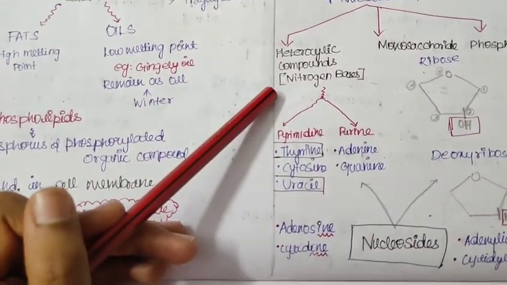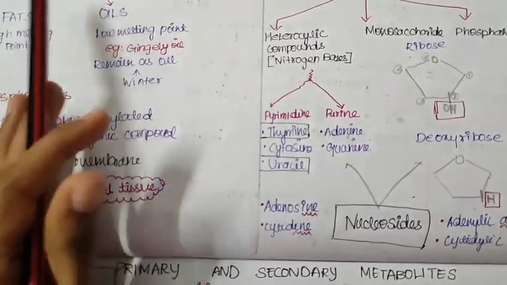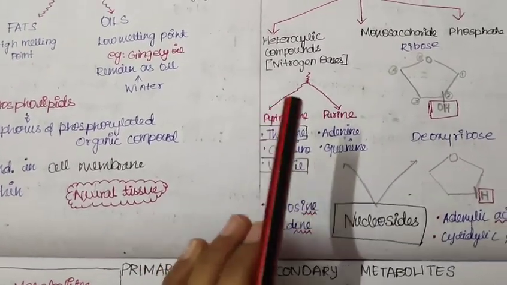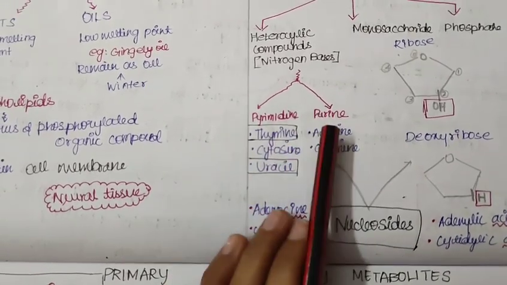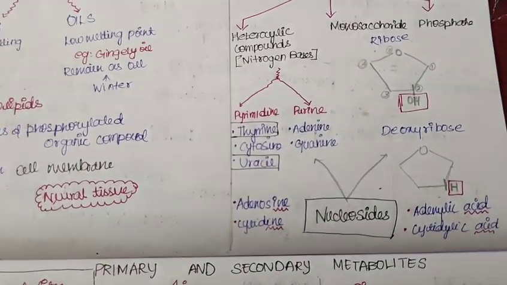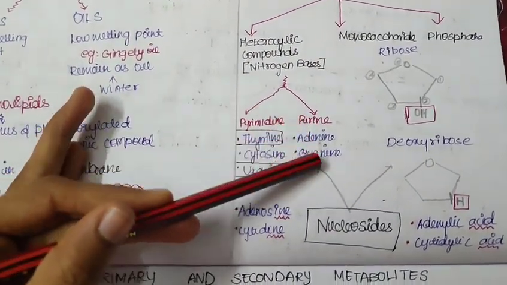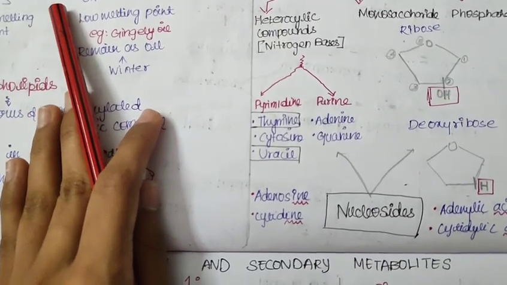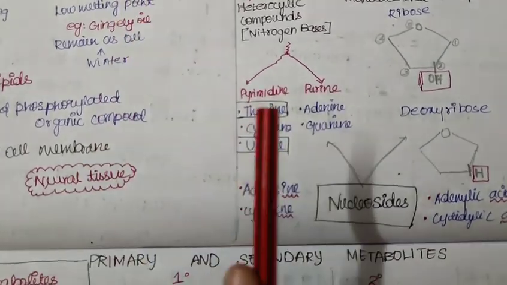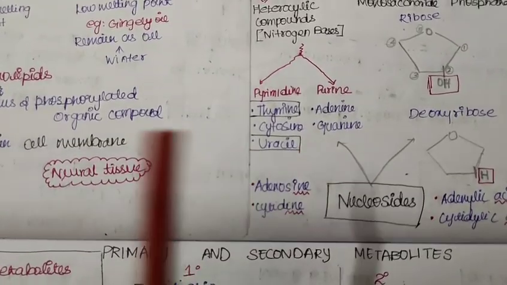Now, if we talk about the nitrogenous bases, they are again classified into two types, which are pyrimidine and purine. Within pyrimidine we have three, which are thymine, cytosine and uracil. In case of purine, we have two nitrogenous bases, which are adenine and guanine. In case of DNA, we will be having thymine, cytosine, adenine and guanine. In case of RNA, there will be a difference: instead of thymine, we will be having uracil. So if DNA is present, thymine will be there. If RNA is the genetic material, then uracil will be there.